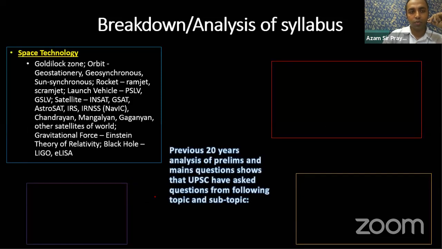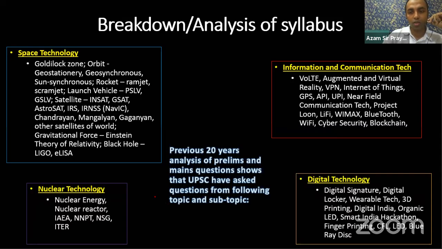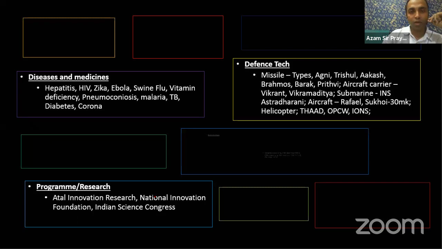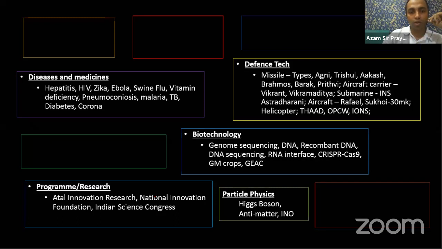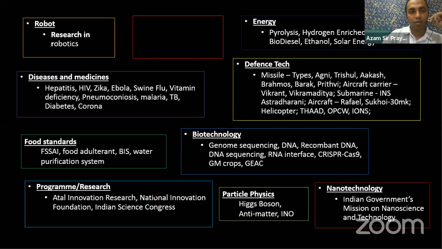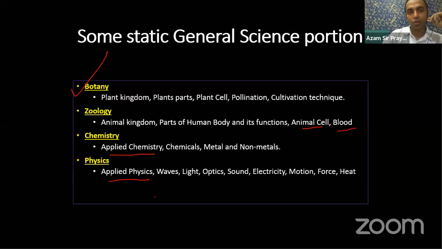Then the breakdown of the syllabus, we saw that there are topics from the space technology, information communication, nuclear technology, digital technology. There are other topics like defense, this program and the research, then the disease, very, very important. Then biotechnology, most important. Then particle physics, robot, nanotechnology, the energy chapter, the food standard, the intellectual property right. These are some very, very important ones. And some general static portion of the general sciences, botany, zoology, chemistry, and physics. Of this, I suggested you to focus especially on the botany part.